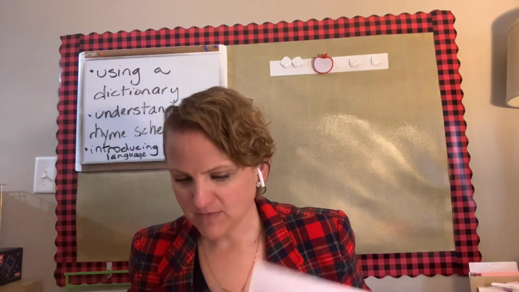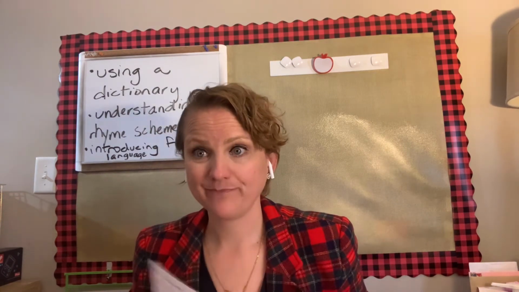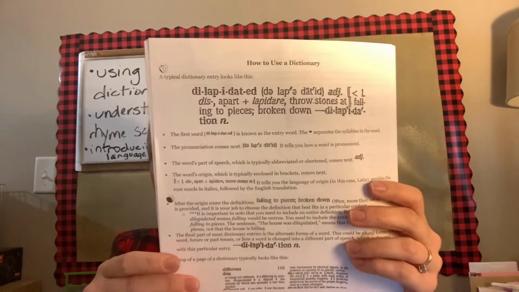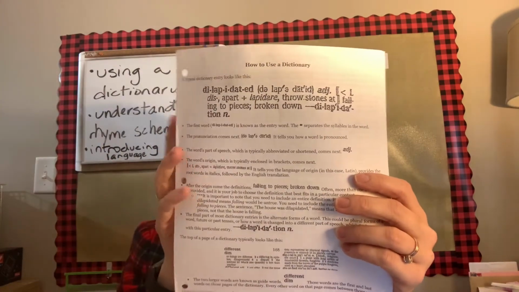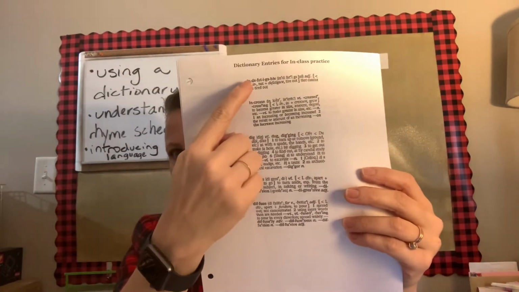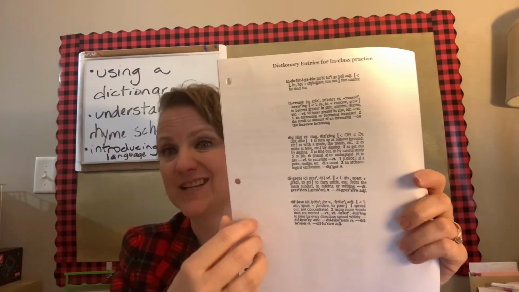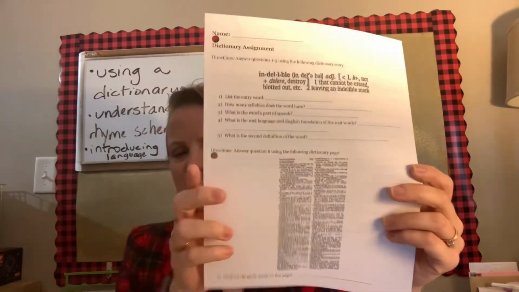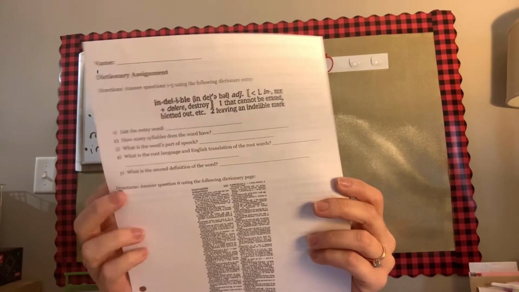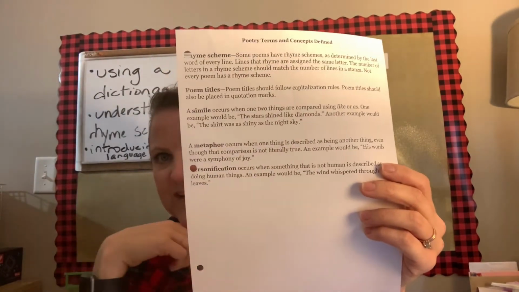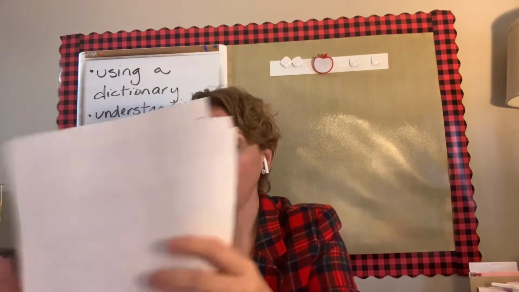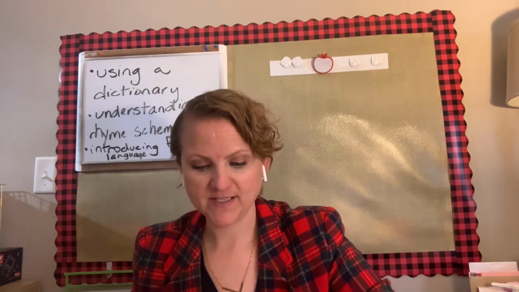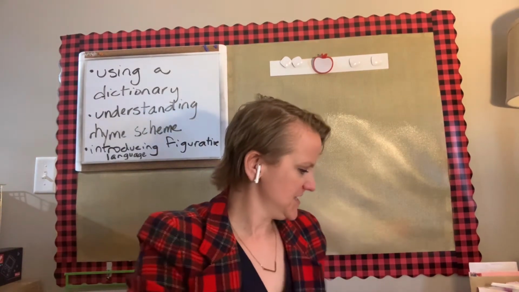So from our most recent materials pickup, you should be able to find quite a few items in your packet. So one, there should be this how to use a dictionary. These are the notes that we're going to go through today. Two, there should be this dictionary entries for in-class practice. Okay, so go ahead and make sure you have that. Three, there should be a dictionary assignment sheet. And four, there should be a poetry terms and concepts defined. Okay, all four of these items are going to take us straight on through our objectives for today. So find those. Again, pause if you need to find those. And then we're going to get into it.